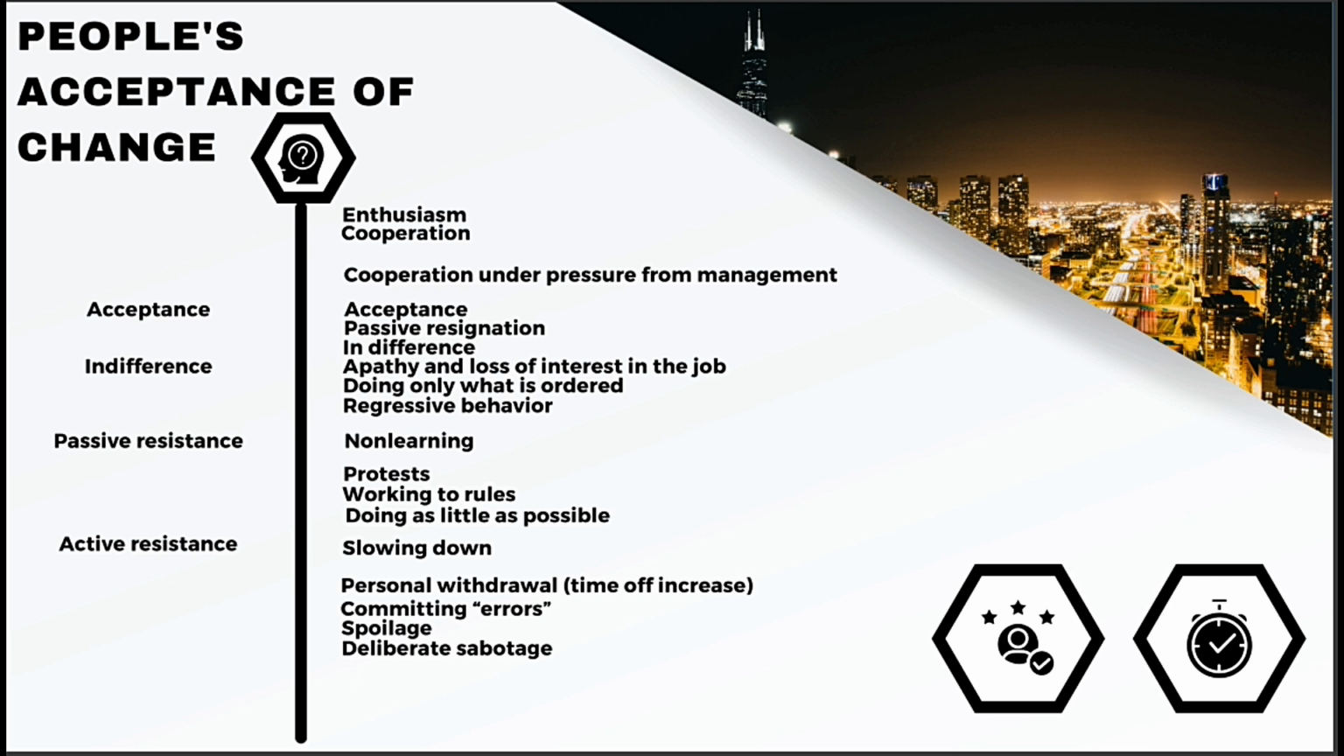In passive resistance, this involves subtle forms of resistance such as doing only what is ordered, regressive behavior, or non-learning. And lastly, in active resistance, individuals actively resist change, engaging in behaviors such as slowing down work, taking excessive time off, committing errors, spoilage, or deliberate sabotage. These varying reactions and behaviors can influence the success or failure of change initiatives within organizations. That's why understanding and managing these responses is essential for effectively implementing and sustaining change efforts.